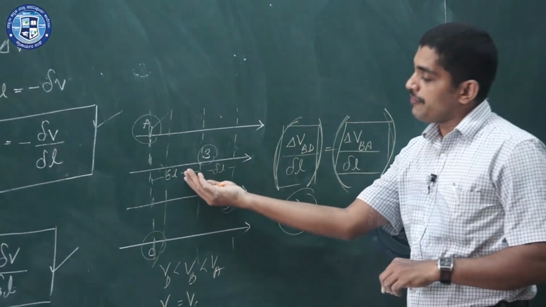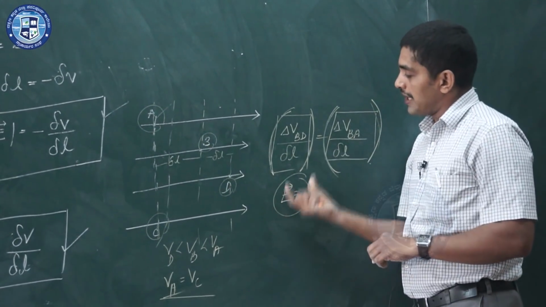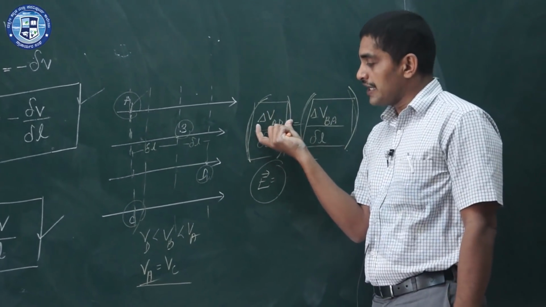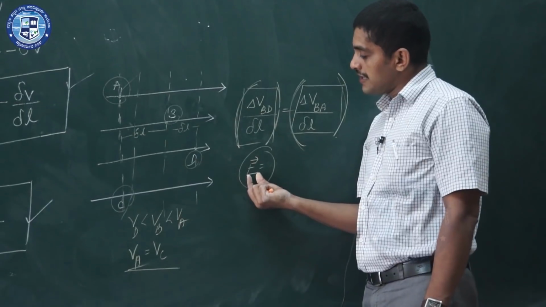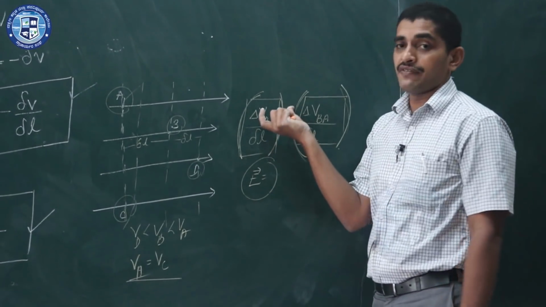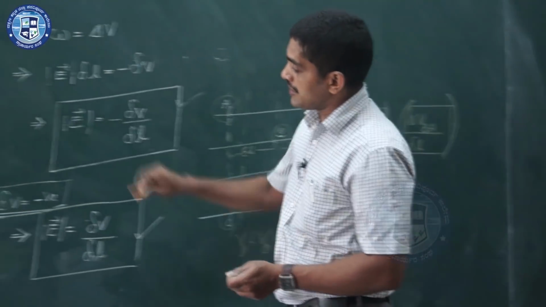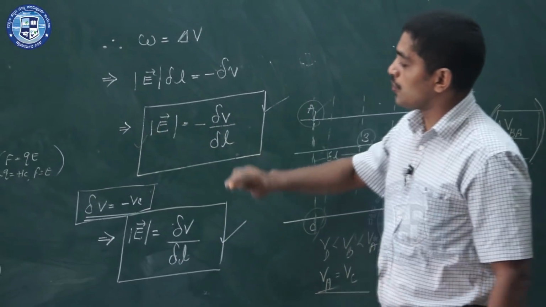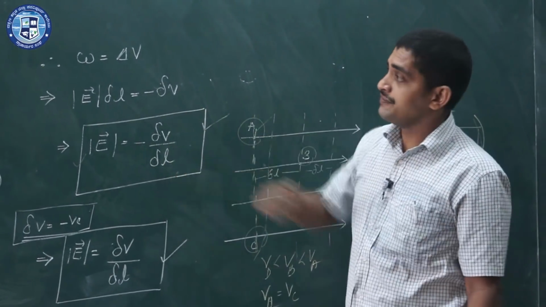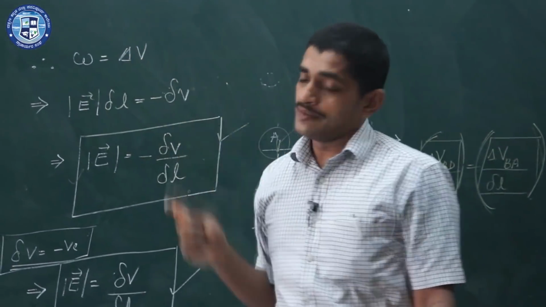If it is a non-uniform electric field, the potential gradient doesn't remain constant, it keeps changing. If the electric field is increasing, gradient will increase. If the electric field is decreasing, gradient will decrease. Based on this relation, electric field is equal to potential gradient, delta V by delta L. So, this is an important point to remember.